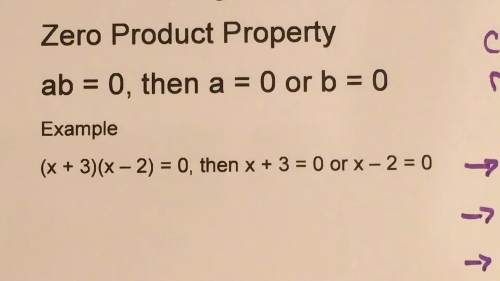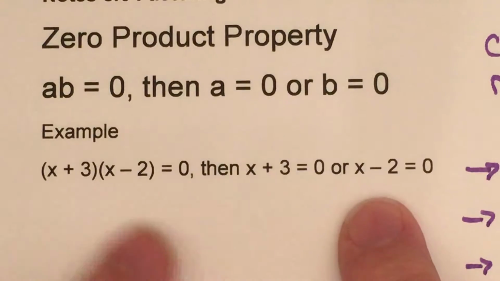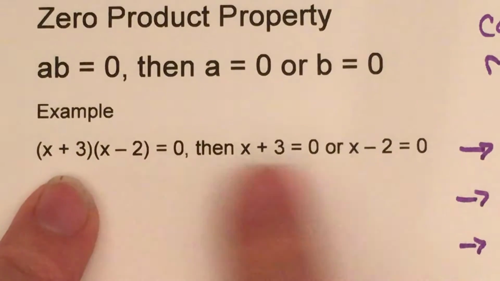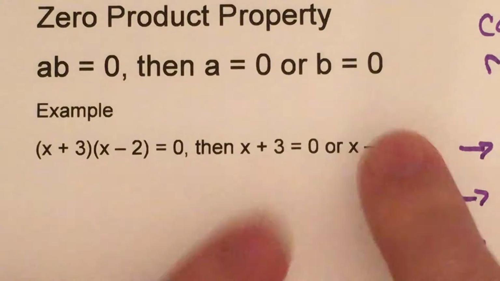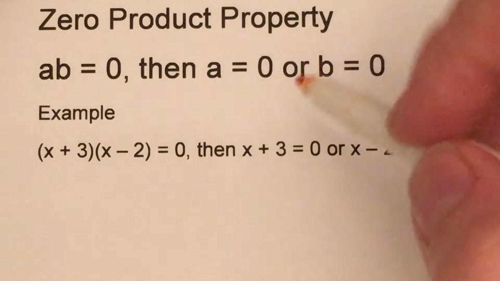Good. So the zero product property is telling us, really, if you have these two binomials, then you can set them equal to 0 and solve for x. That's the zero product property.